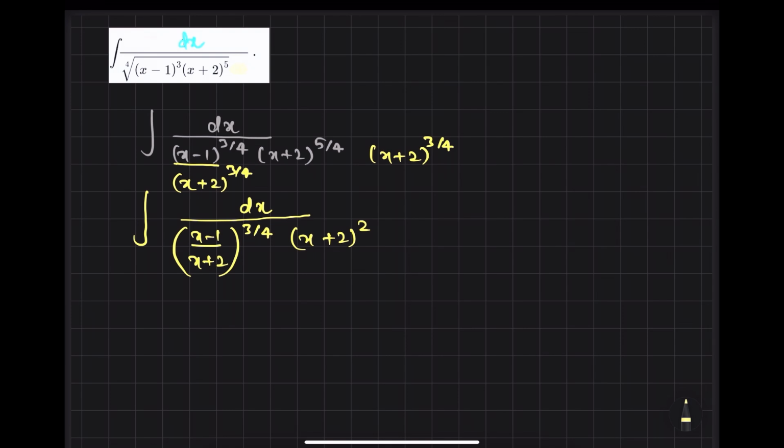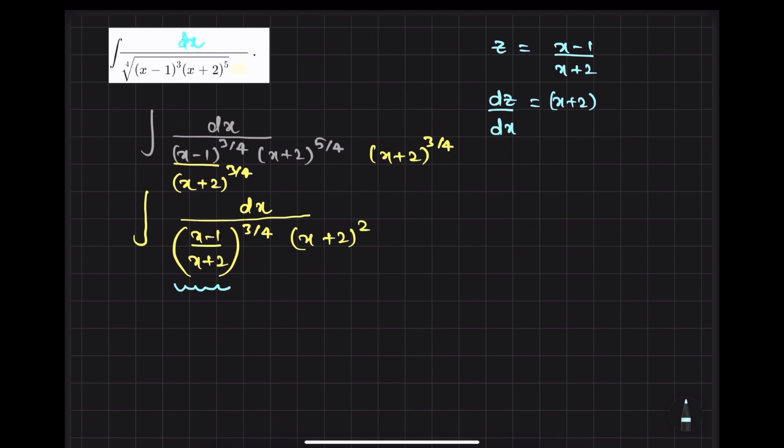Now first try to observe that among these two terms, which part is appearing ugly to you? Yes, this is the part which is annoying. So what we will do, we will take that thing as z: z equals x minus 1 upon x plus 2. Now let's differentiate both sides. So it is dz by dx. You know that it is u by v, so we will keep the denominator as it is, x plus 2.